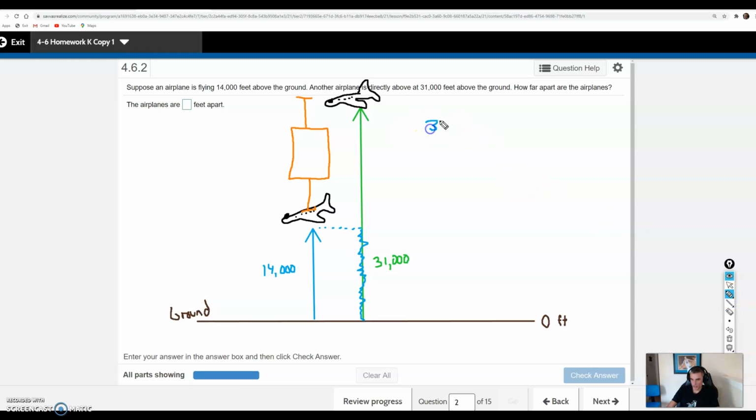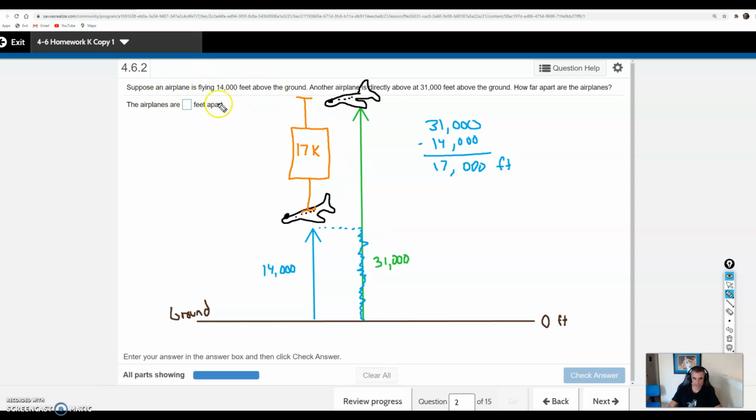So I'm just going to do the 31,000 minus the 14,000. And if I subtract correctly here, I believe I'm going to get 17,000 feet. So these planes are 17,000 feet. I'm going to put 17K. 17,000 feet apart. So I think you can see that really it's the same as the other problem.